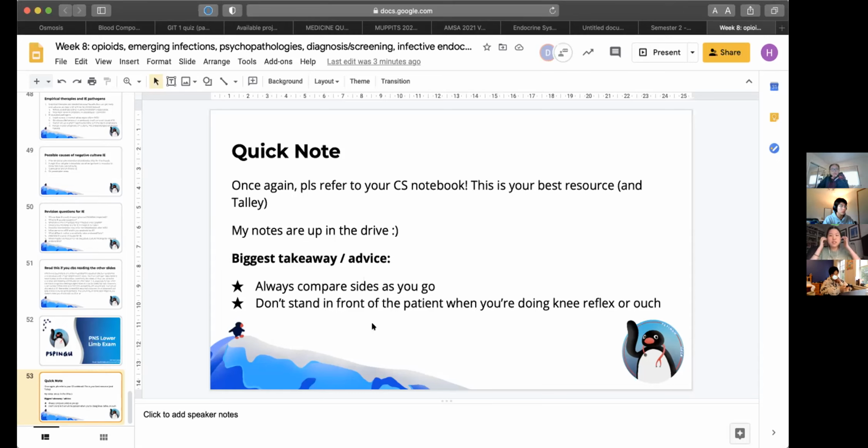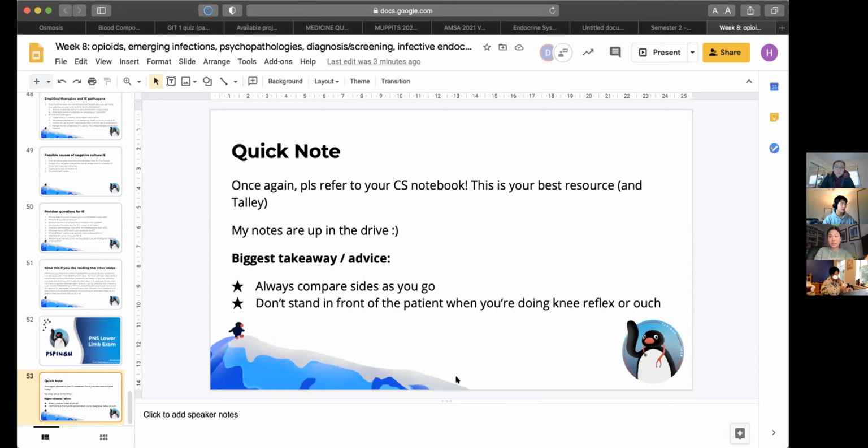I use Tally all the time. But yeah, your clinical skills notebook is very good. It is based on Tally. So once again, great resource. My notes are up on the drive. They're not very different to the clinical skills notebook, but I set them out in maybe a way that helps. My biggest takeaway and piece of advice is you always have to compare sides as you go, because if you don't, you will fail.